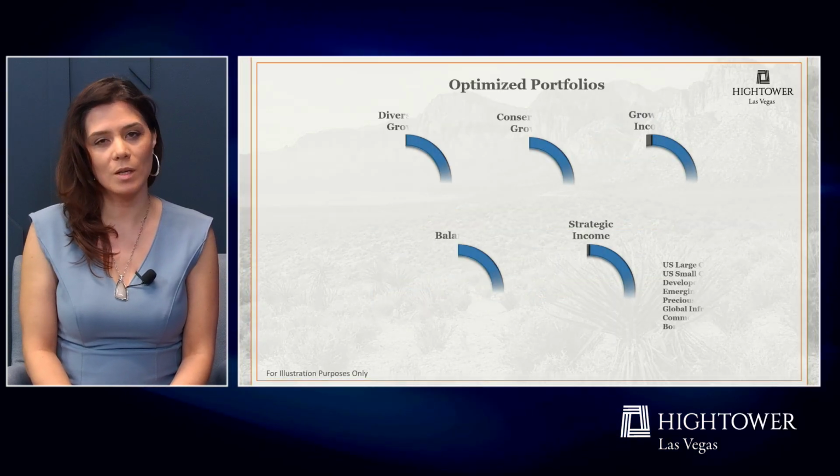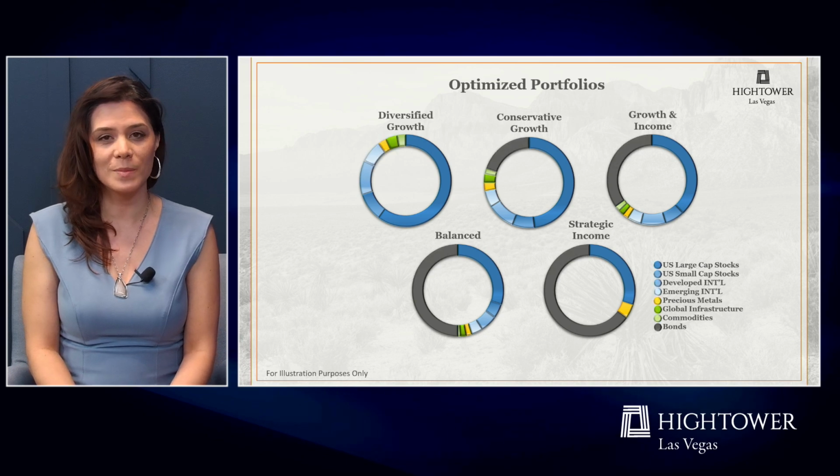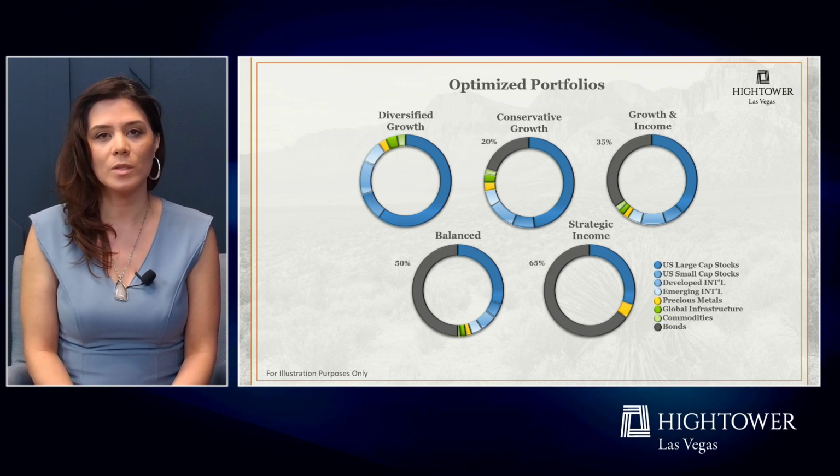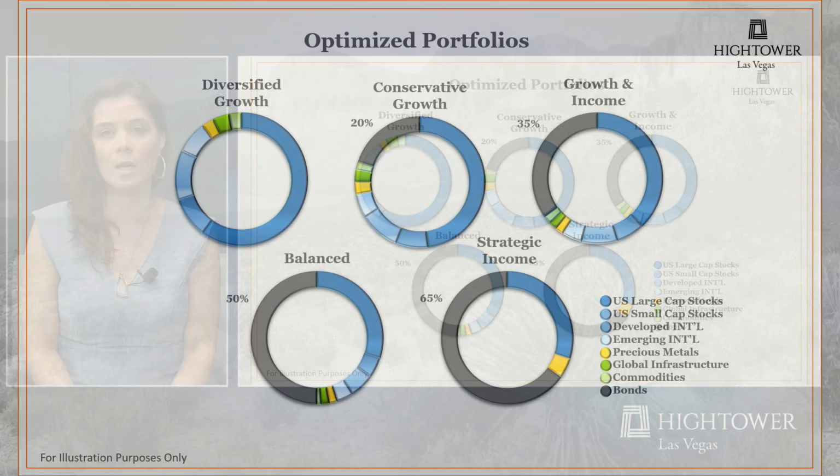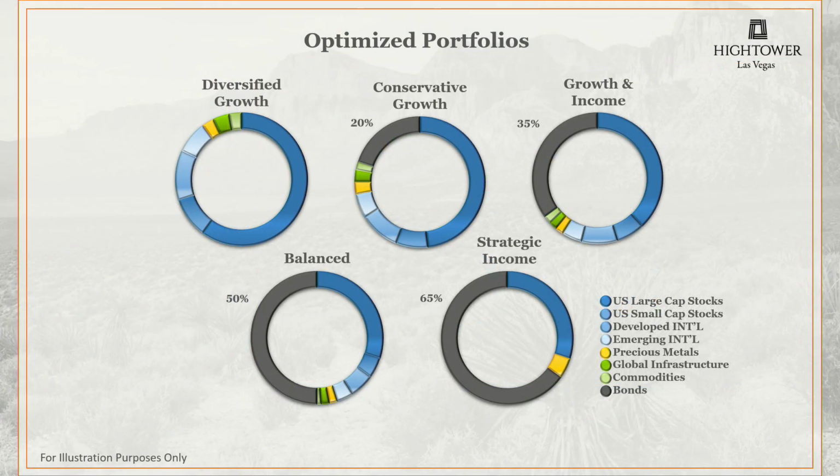Once the diversified growth portfolio is complete, we then add different proportions of bonds to it. We do that in order to decrease or increase the expected risk and volatility for the portfolios. And that's necessary so that we can help clients achieve their long-term financial planning objectives.